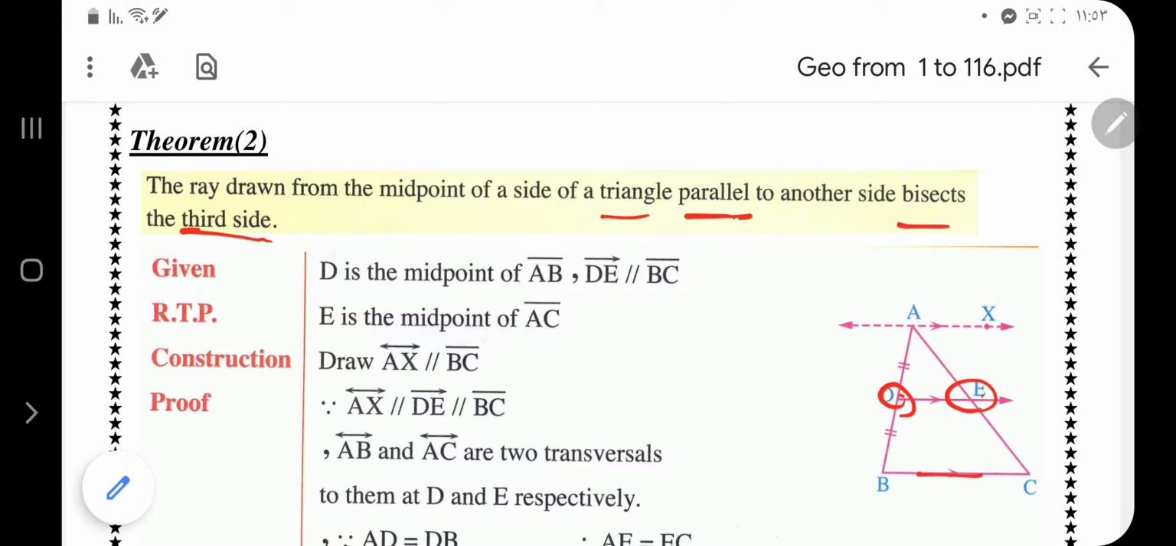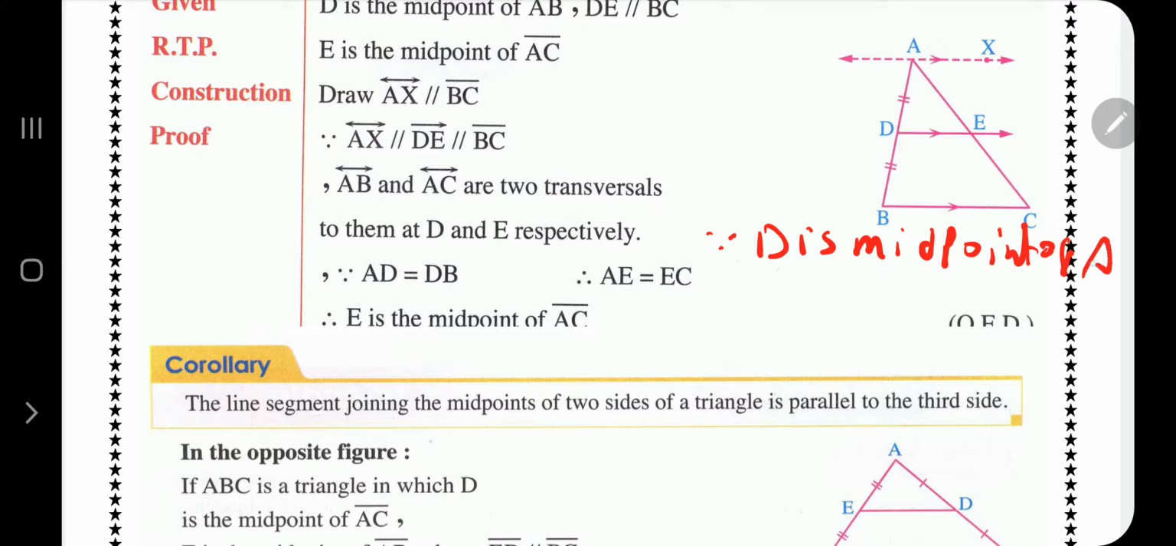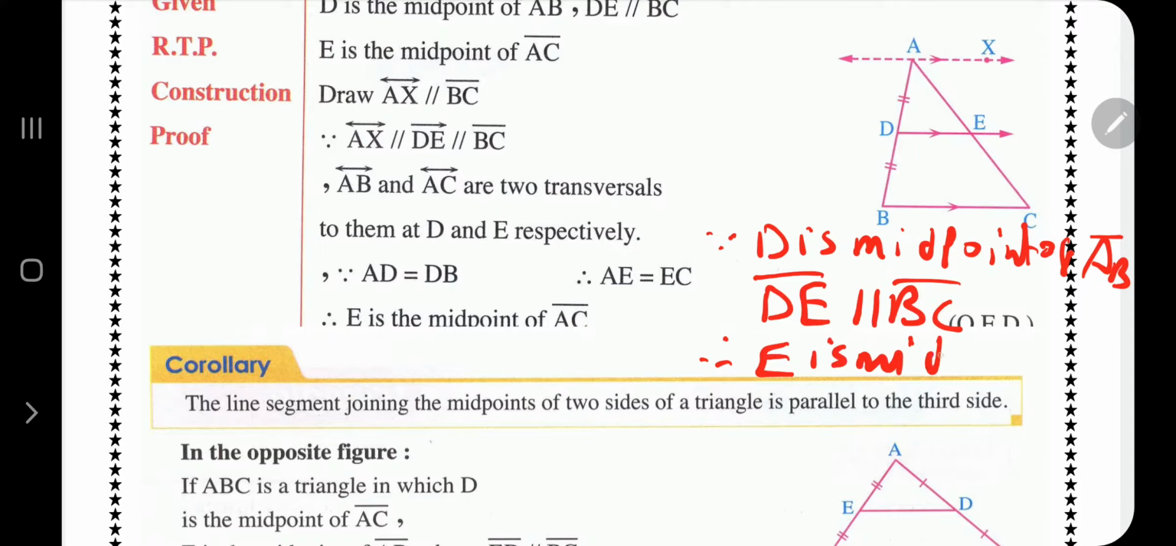How can I write this as a proof? Since D is the midpoint of AB and DE is parallel to BC, then E is the midpoint.